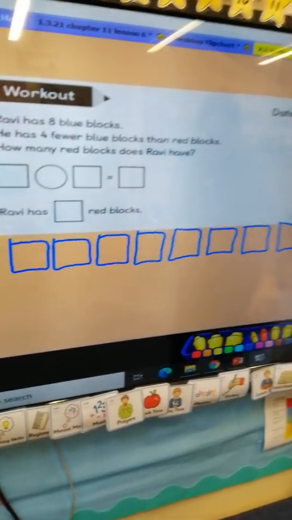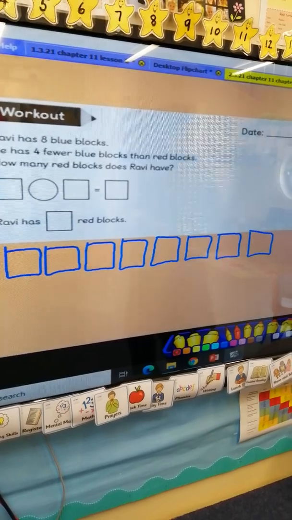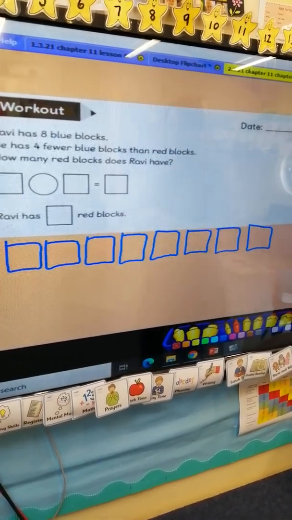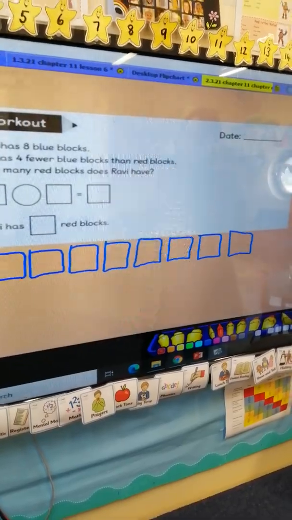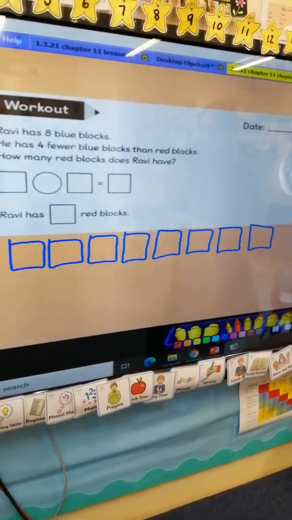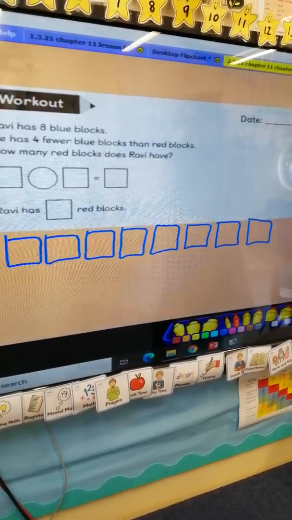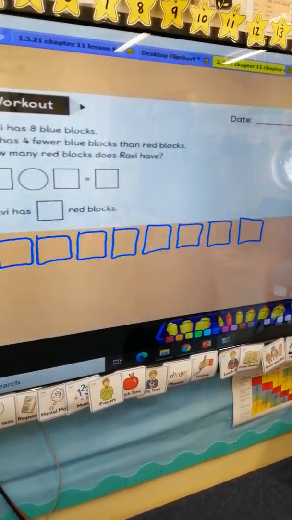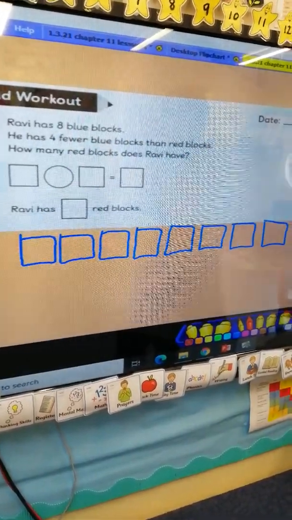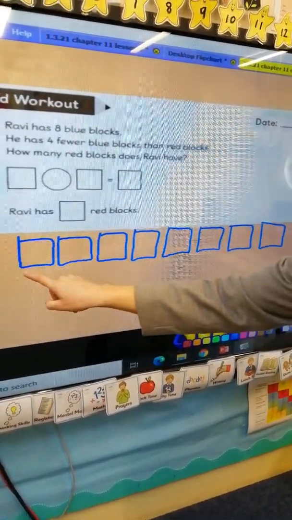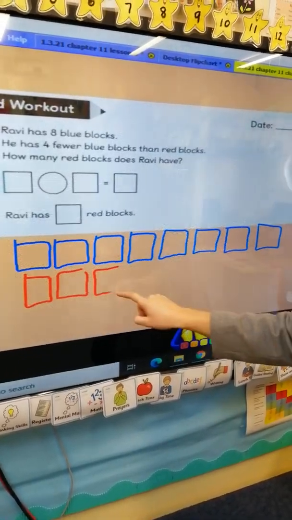Now, he's got 4 fewer blue blocks than he's got red blocks. Well, let me read that again. He's got 4 fewer blue blocks than he's got red blocks. So does he have fewer blue blocks or does he have fewer red blocks? He's got 4 fewer blue blocks, meaning he's got more red blocks. So I represent his red blocks. I'm going to represent more.